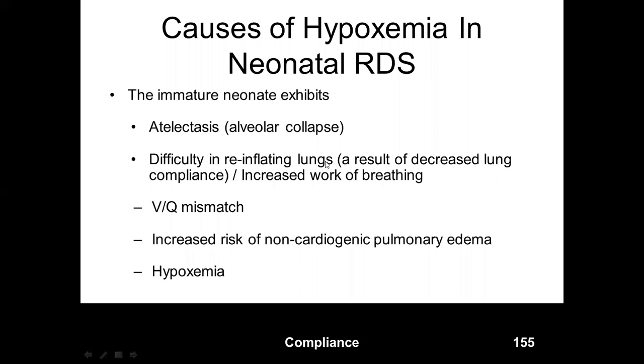Remember that we said that for the lungs to be compliant, you should have less recoil forces. One of the recoil forces is surface tension. If the surface tension is very high, the lungs will have a general tendency to shrink. So lung compliance becomes lower. It becomes difficult to inflate the lungs during inspiration. So we see that the work of breathing increases.